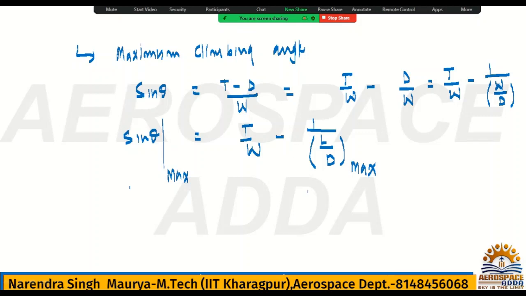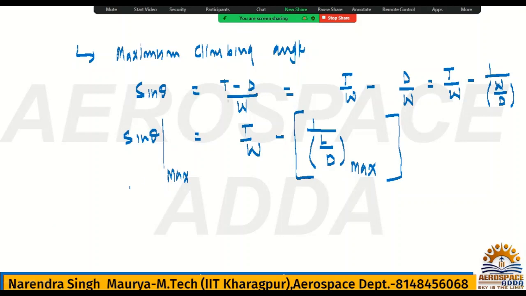Because this denominator will be maximum, so this whole value will be minimum. If this whole value will be minimum, then difference will be maximum. Because see, L by D max means denominator is max. It means this value will be minimum. If this is minimum, then this T by W minus something, that difference will be very high. So you will get sine theta max or theta max you will get.